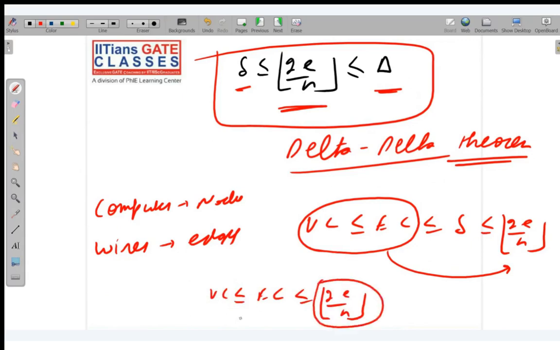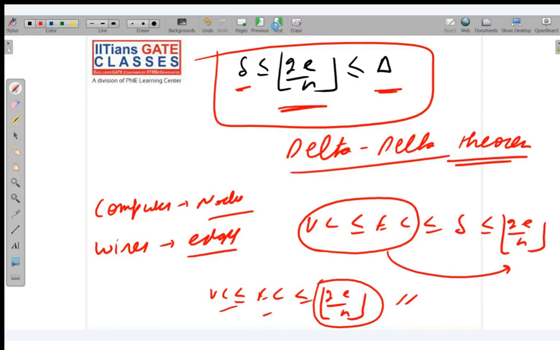That is the beauty of mathematics. Isn't it beautiful? I have given you some computers and some wires, and now you can predict very well that I cannot get vertex connectivity or edge connectivity more than this, like 2e by n. From this formula I can calculate the value. Okay, so let me give you a numerical, you will get more clarity. Take snapshot.